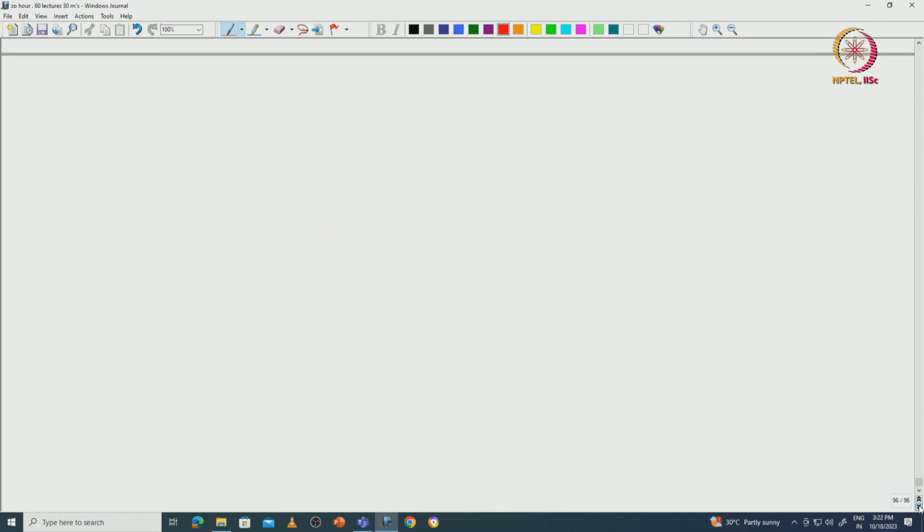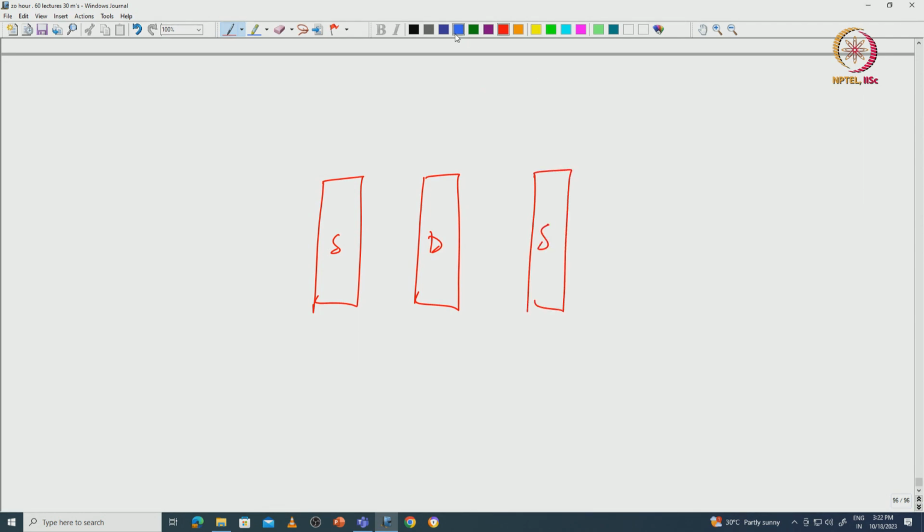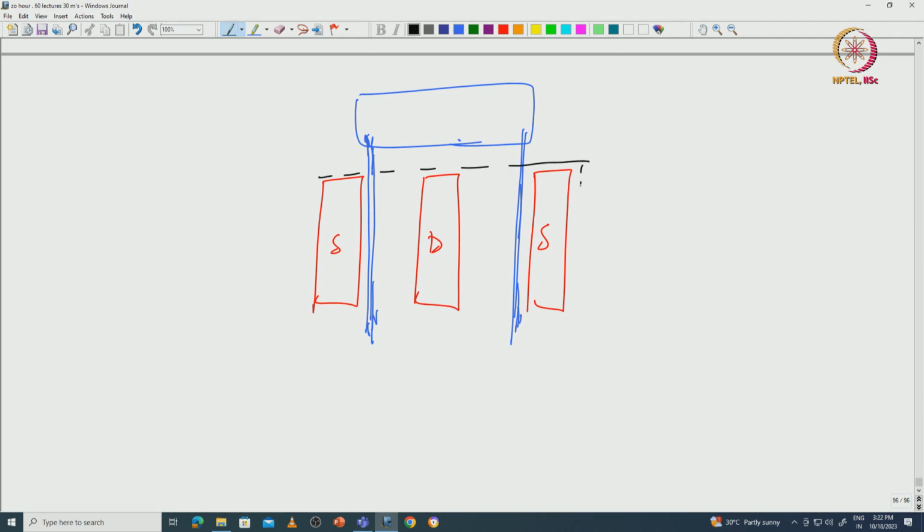Of course, there are different topologies, but what you can do is that you have a source, you have a drain, you have again a source. The gate will be here, closer to the source, away from the drain, and then you have a gate pad, and you define the mesa isolation as this. This is your active area.